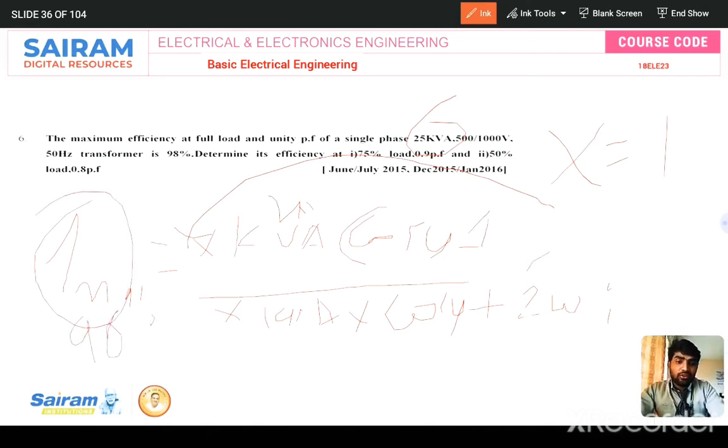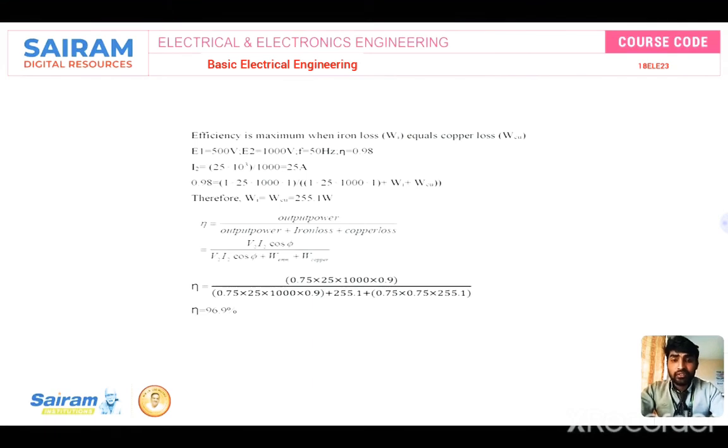Directly you can calculate 2Wi, because all the values are known. We can calculate Wi, the iron loss, right? Just see the solution, after that we will see. And if you calculate Wi, calculate for 75% of load. Just substitute the x value into that formula with cos phi as 0.9, and you'll get all the sub-answers. I'll just show you the answer.